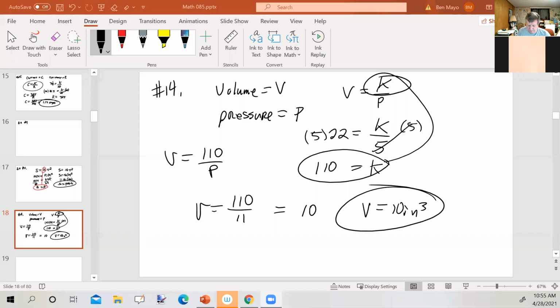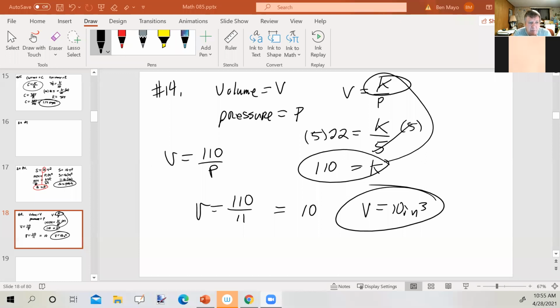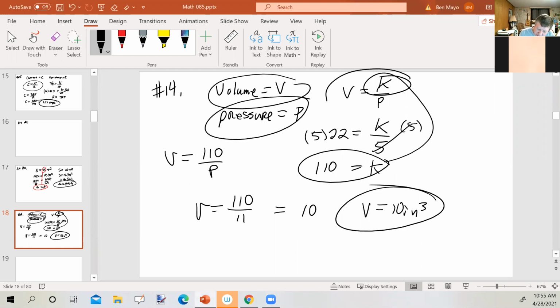Okay, so it's like a two-step, right? First, we do the first part, and then on the second, we use the formula that they're giving us. Yeah, so reading the problem, you've got to determine what kind of variation. This one was inverse variation. Our variables were V and P. So using inverse variation, I got that formula, okay?